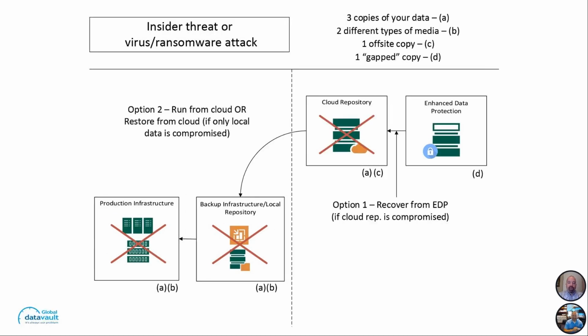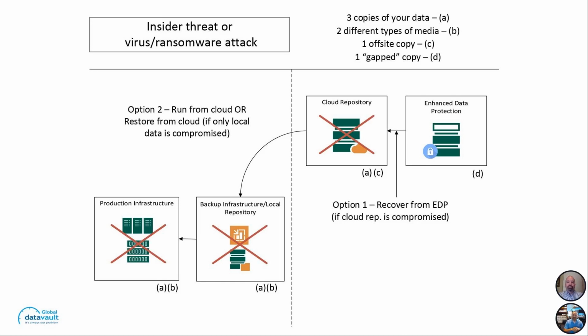We have ransomware or malware now, and it has impacted our production environment, the backup environment locally, and your cloud repository, because we know that these malware programs are going out and encrypting or corrupting backup files no matter where they are, right? So what do we do now? Well, good thing you had that extra copy in there.